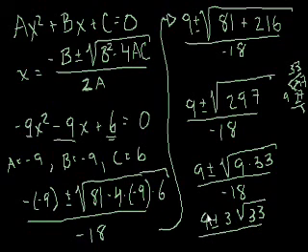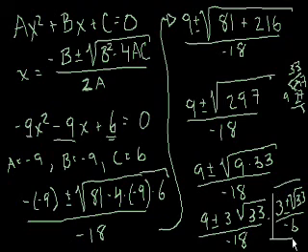And all of that over minus 18. We're almost done. We can actually simplify it because 9, 3, and minus 18 are all divisible by 3. So this is equal to, let's divide everything by 3, 3 plus or minus the square root of 33 over minus 6. And we are done. So as you see, the hardest thing with the quadratic equation is often just simplifying the expression.